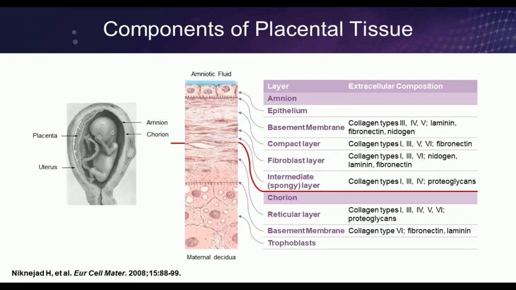We do a further, deeper dive into the placental tissue, into the cellular components of amnion and chorion. You can see that coming from top to bottom, starting at the amniotic fluid level, there's epithelium, basement membrane, more compact layer of collagen and fibronectin, then fibroblasts that are also filled with other types of extracellular matrix materials, and then an intermediate spongy layer. Beneath that is the chorion, formed up of a reticular layer, a basement membrane, and trophoblasts.